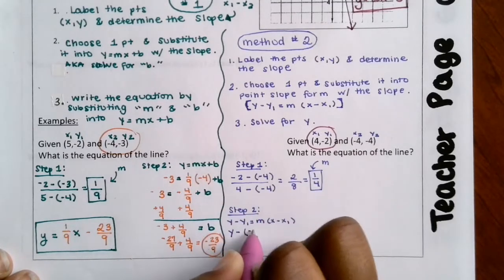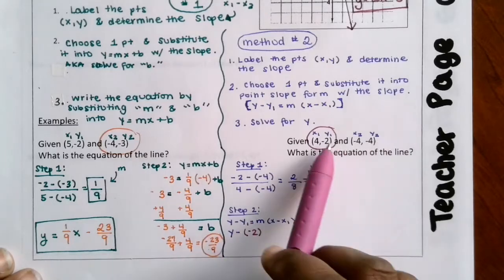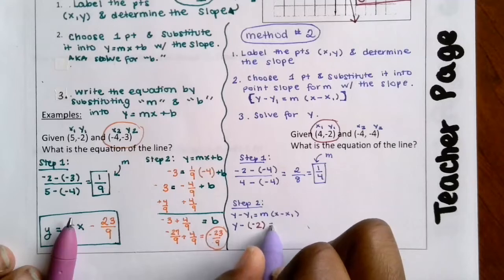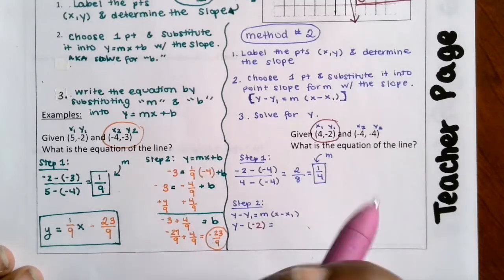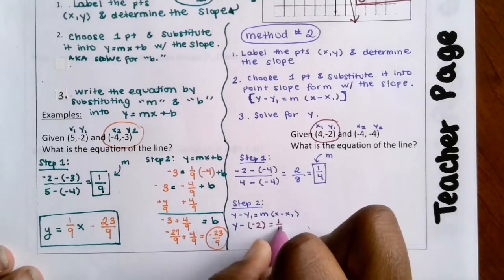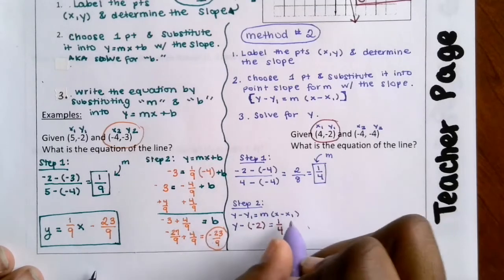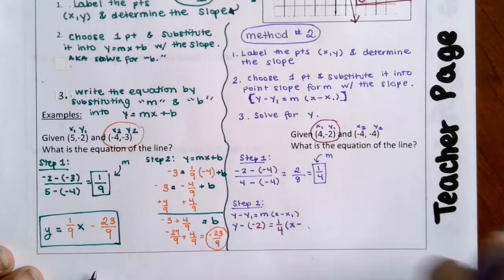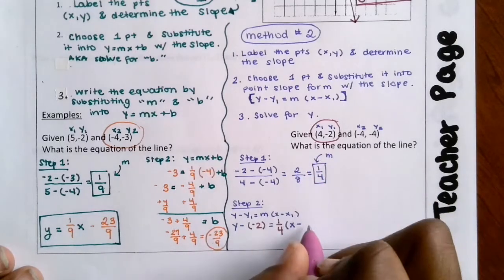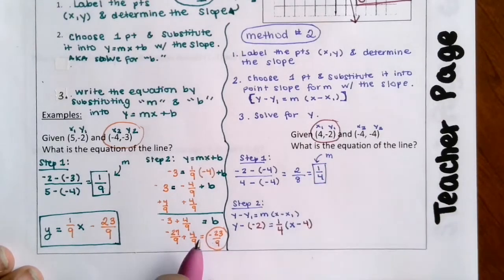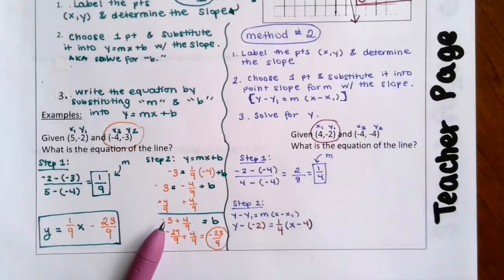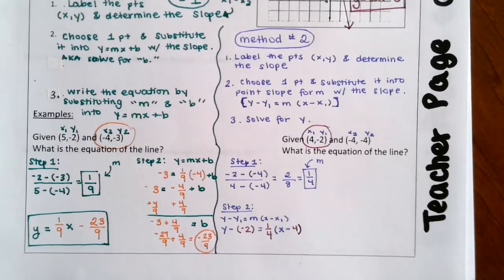When I'm substituting, the first y stays the same. y1 gets substituted with -2. Our slope that we're working with is 1/4, and that's multiplied by x minus the value of x1, which is 4. Now that I have my equation in point-slope form, I'll then work to convert it into slope-intercept form.